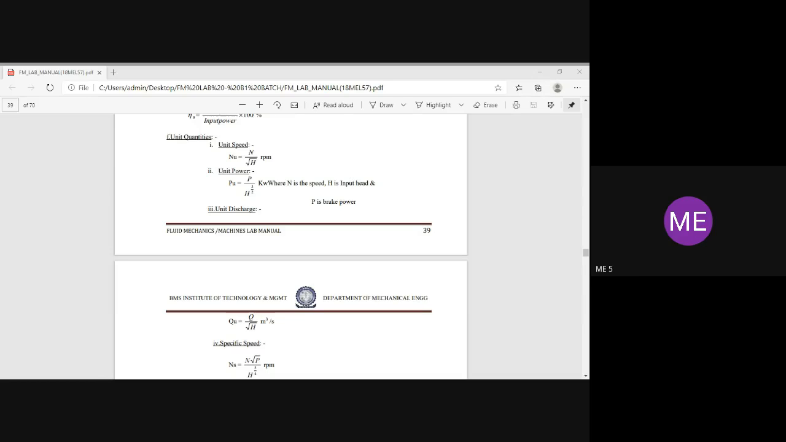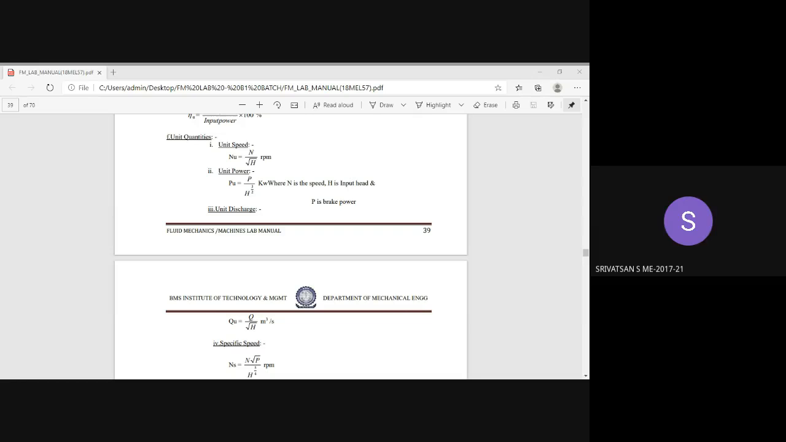So I gave two sets of readings for constant head, for the 90-degree gate opening and the 180-degree gate opening. I'm not giving 16 readings. I'm giving only eight readings for constant head and eight readings for constant speed. You do only two gate openings, and the remaining two gate openings I'm giving for constant speed.